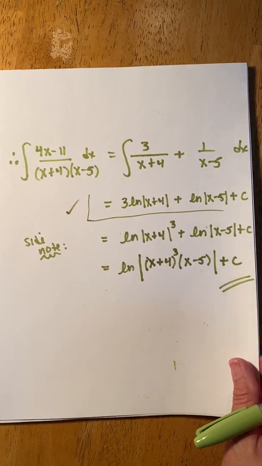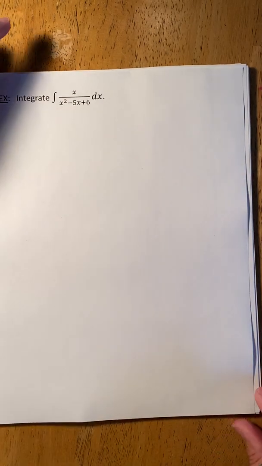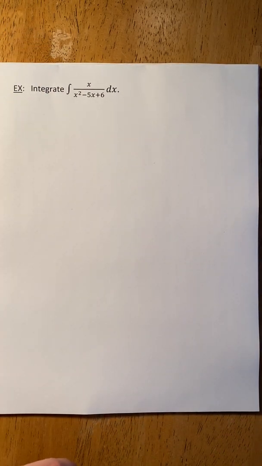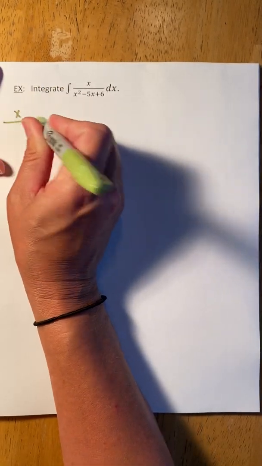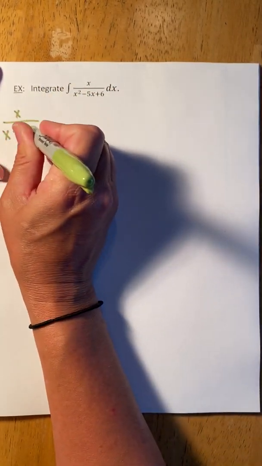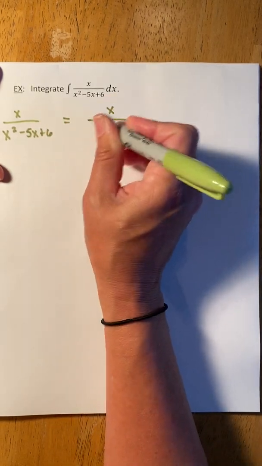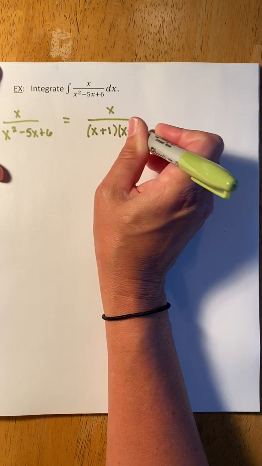All right, so let's try a problem from scratch. We don't know the results we're looking for. All right, let's integrate x over x squared minus 5x plus 6. Well, let's first see if we can factor the denominator. X squared minus 5x plus 6 does factor nicely. This is equivalent to x over (x plus 1)(x minus 6), right?